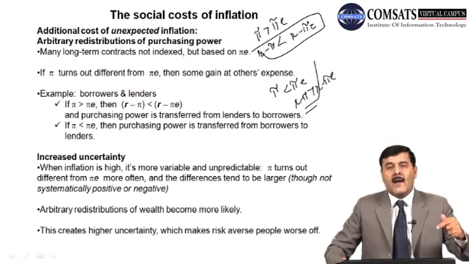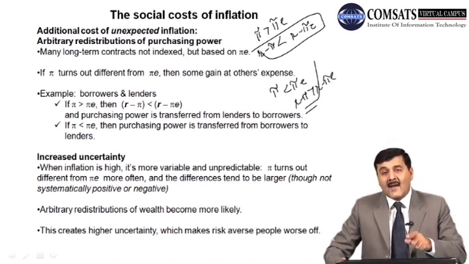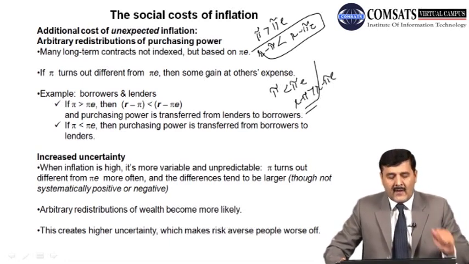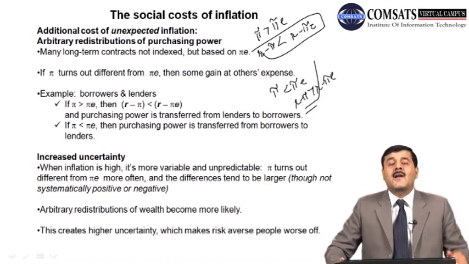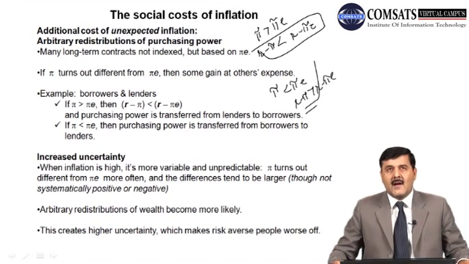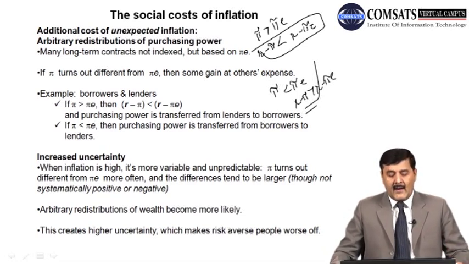And if the actual is less than the expected, in this case the purchasing power will be transferred from borrowers to lenders, aur lender ko fayda ho jayega. So this is how the society can bear additional cost if there is a difference between the actual and expected inflation in the country or in the economy. And sometimes it is also due to the increased uncertainty. So when we don't know what would be the actual inflation, this basically leads to an increase in uncertainty in the economy. So when inflation is high, it is more variable and unpredictable.